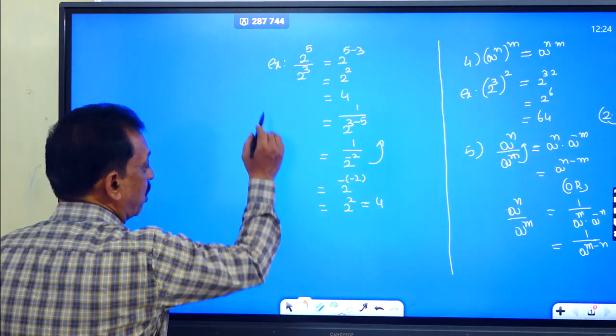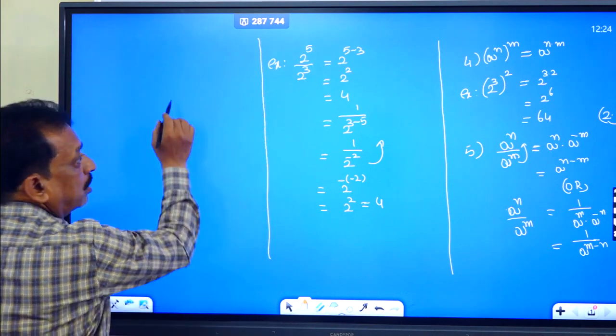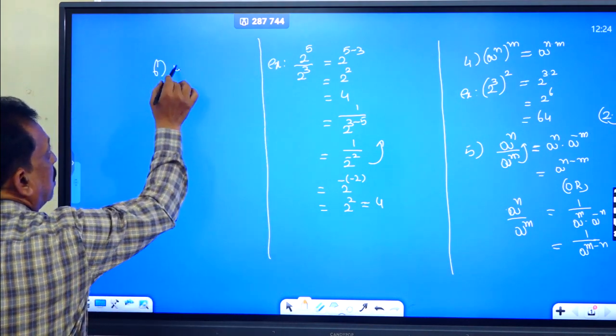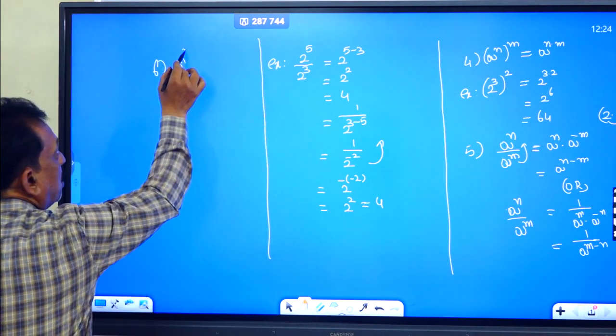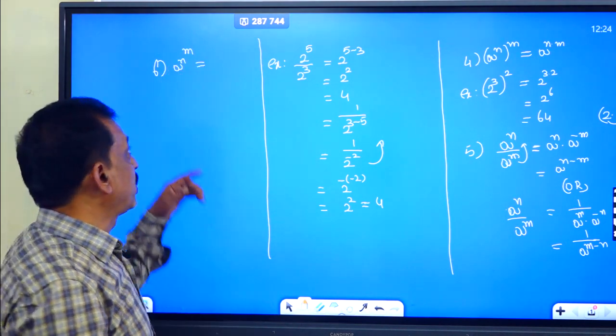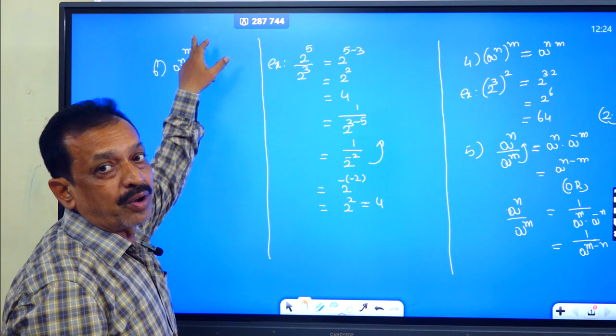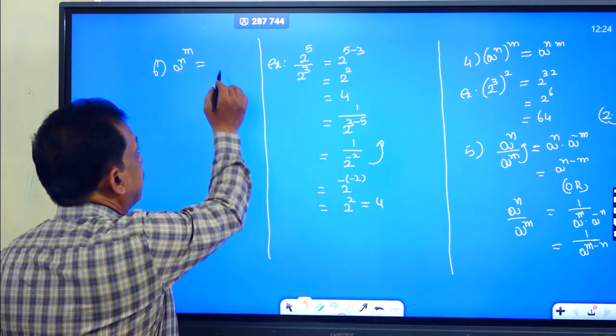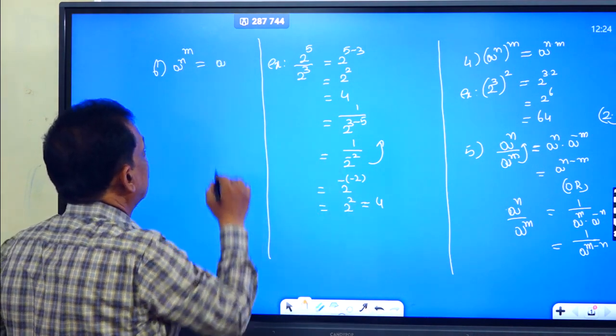Now, the sixth formula. The sixth one: a to the power of n to the power of m is equal to a to the power of n to the power of m is equal to a to the power of a base you can take.